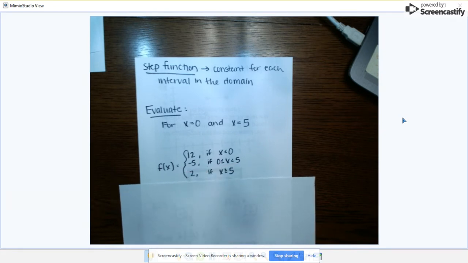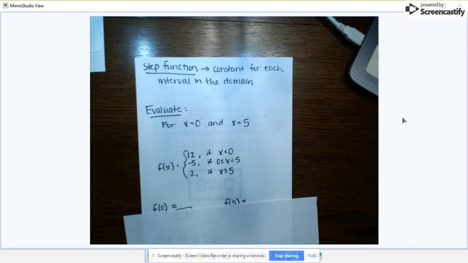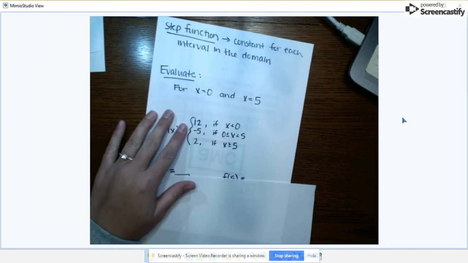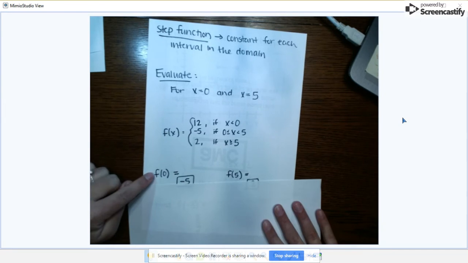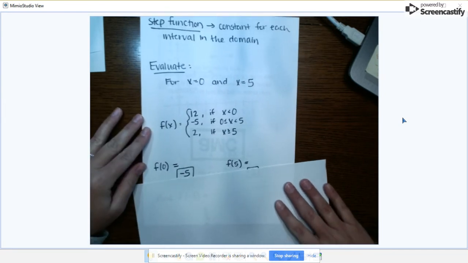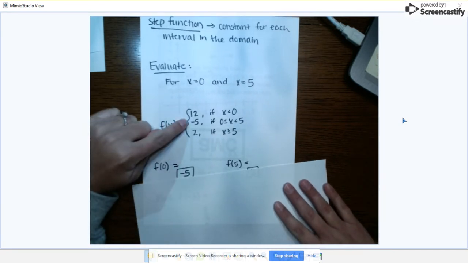piece of our function. So when x is 0, our y value is negative 5 based off this middle piece.